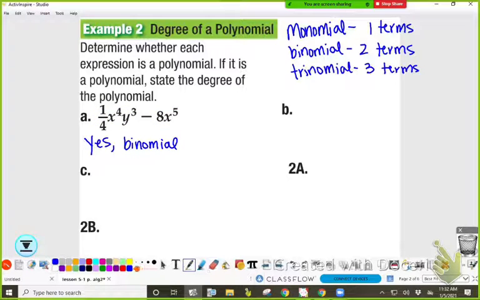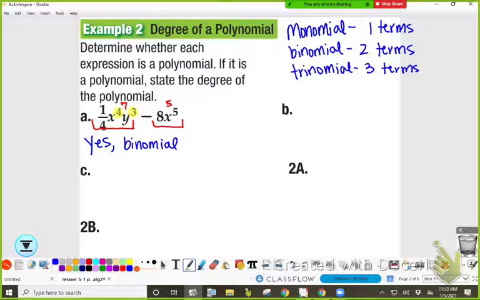Now that you know that, now we need to determine the degree. Let me explain what the degree is, because that definition is right out of the book, but it just doesn't make sense. You look at each individual term. If you have multiple variables, which we do, we have x's and y's, you're going to add the exponents. What's 4 plus 3? 7. We have a 7 here. This exponent is a 5.